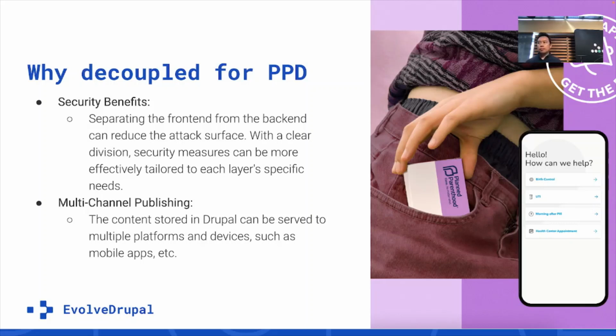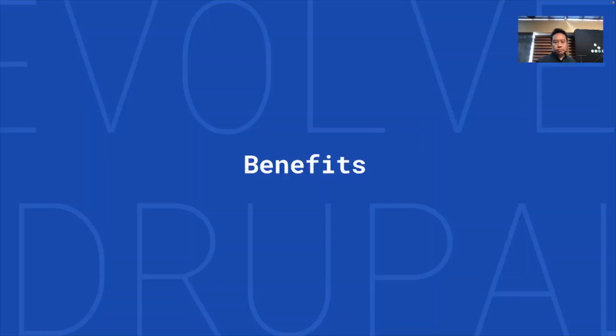The next point was multi-channel publishing. Basically, the content stored in Drupal can serve multiple platforms and devices, such as a mobile app. Since Planned Parenthood Direct is an app, our client wanted the content to be used both on the website and on mobile as well. And Don will go over more of the benefits of using the decoupled approach.